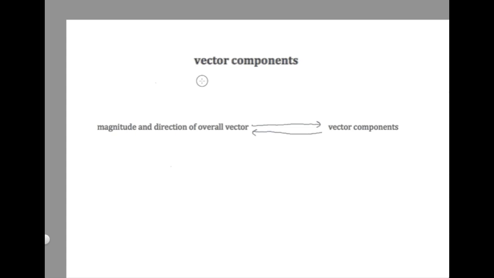But sometimes professors and textbooks don't spend too much time on this because maybe they think it's pretty easy. But I think a lot of students don't think it's so easy. So in this video series, we want to make sure that we understand how to do both of these crucial tasks for physics: breaking vectors into components and figuring out the overall vector from the components.